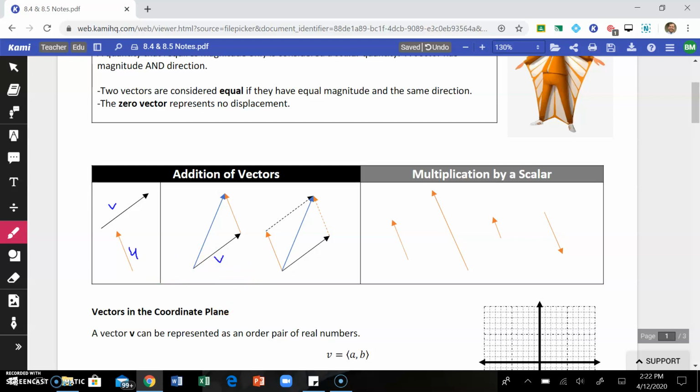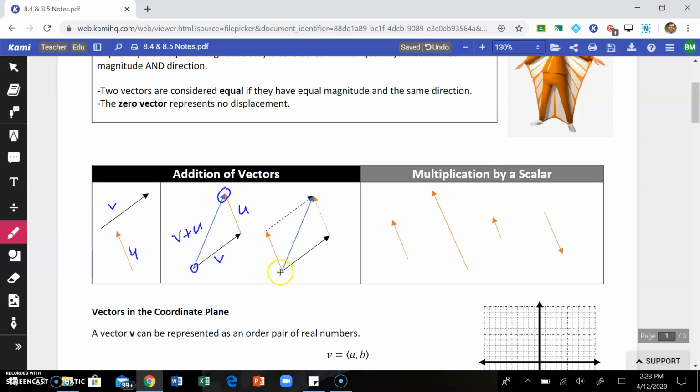If I take vector v and I start with that, and then at the end of vector v, I simply put vector u, then the vector v plus u is the vector that goes from the start of v to the end of u. And that would be that blue vector, v plus u.